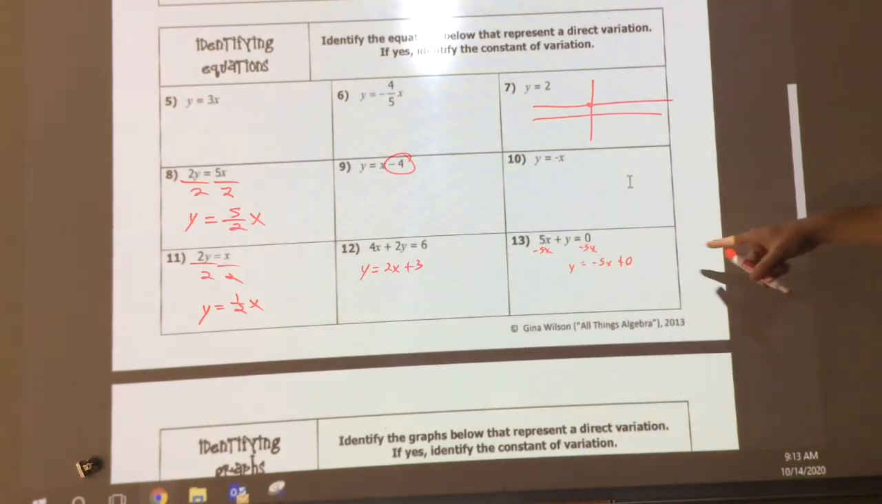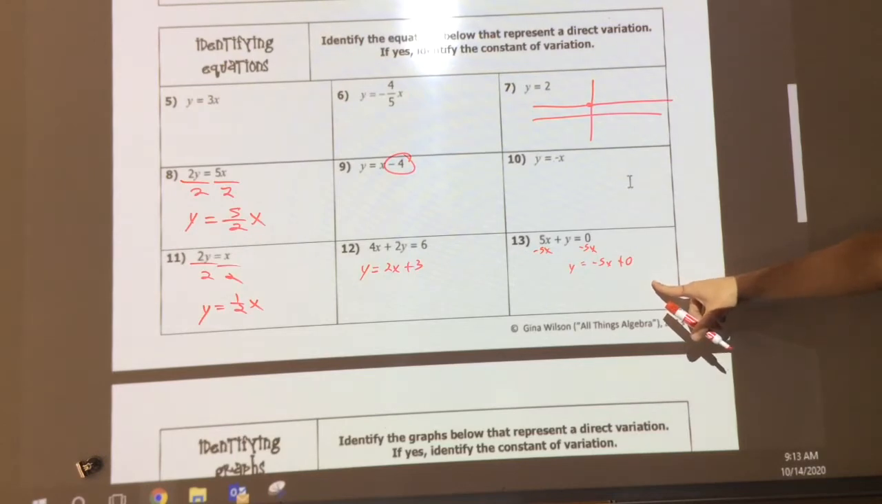How about mine over here? Y equals -5x plus 0. Direct variation? Yes. 0 is the y-intercept, but 0 means go to the origin. He's right. So it is. 0 is the origin. If it goes to the origin, it's good. 0 is just a number, but 0 is what we're looking for.